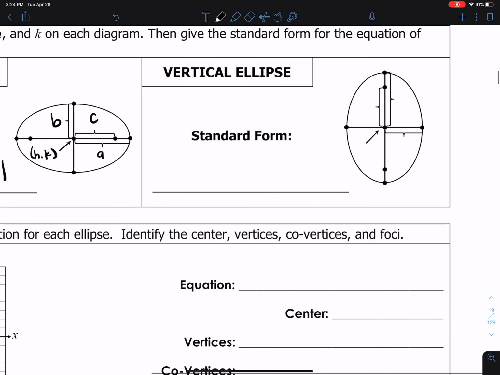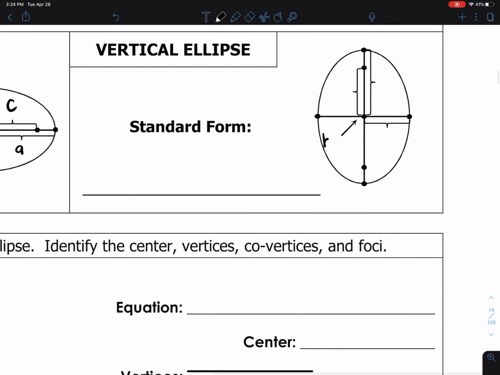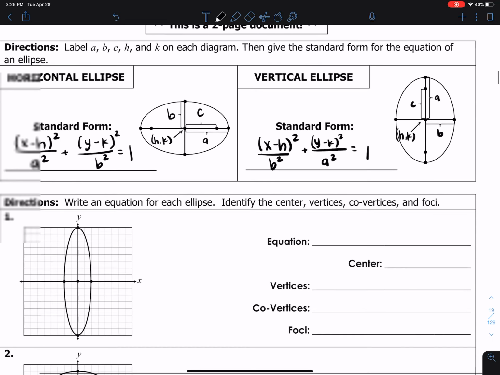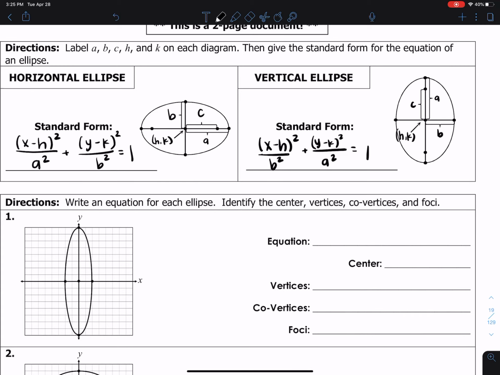For a vertical ellipse, we have the same thing. HK is in the center. And then the major axis will be the vertical one. So that means that this part is A, this part is B, and then C is from the center to the focus. And we have the same thing for the numerators here. And it's equal to 1. But since it's a vertical ellipse, b squared is under x and a squared is under y. So that's what the difference is. The a squared and b squared switch places if it's vertical or horizontal.